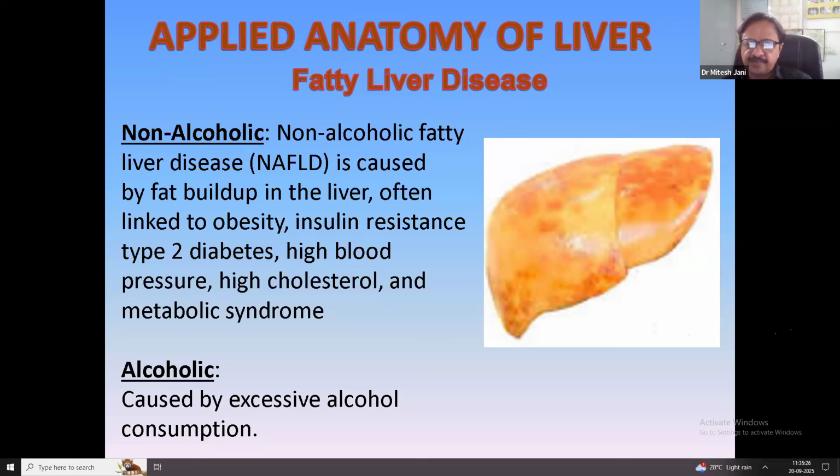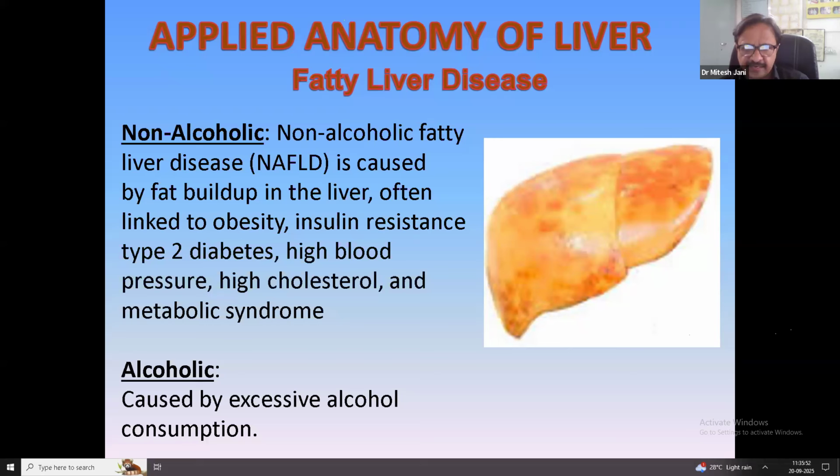See, this is the color of the fatty liver. Normal color of the liver is reddish brown. This is the conversion to yellow because of the fat deposition. Here the liver lost its friable consistency because of the fat deposition.